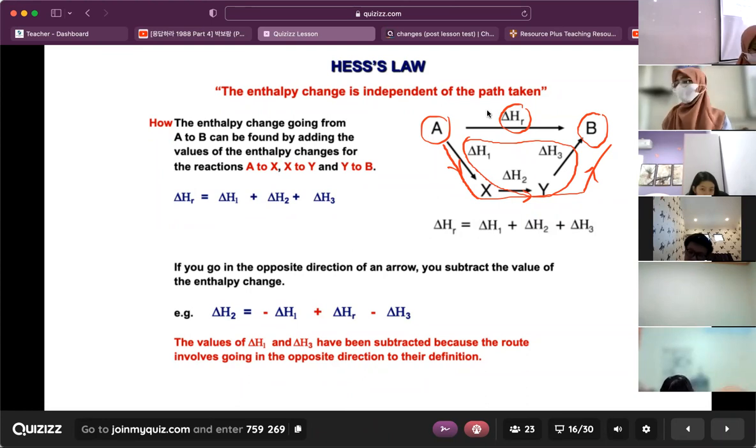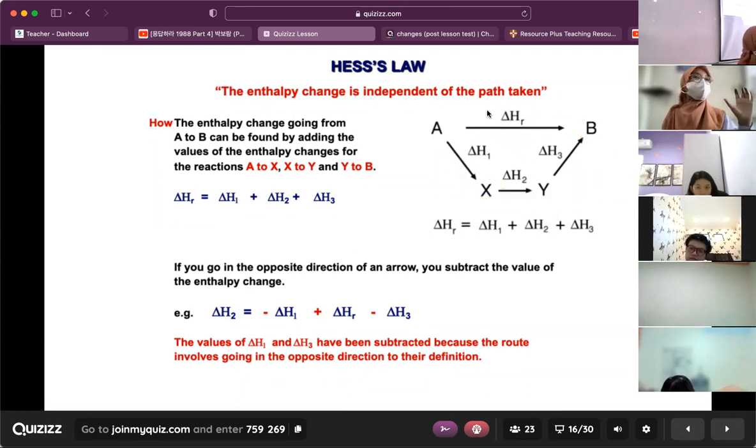Usually, I suggest my students use clockwise and anti-clockwise. Imagine this is a clock, and this one is clockwise, and this one is anti-clockwise, right? So clockwise equals anti-clockwise. In the clockwise direction, there is delta HR. Delta HR equals the anti-clockwise, which means delta H3 plus delta H2 plus delta H1.